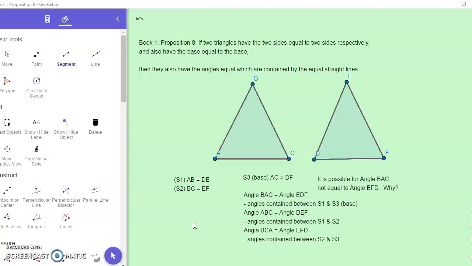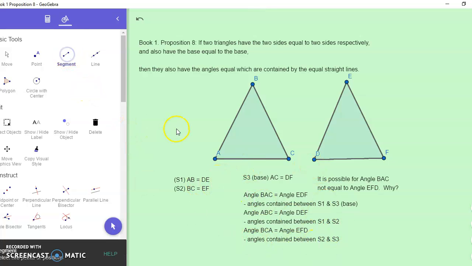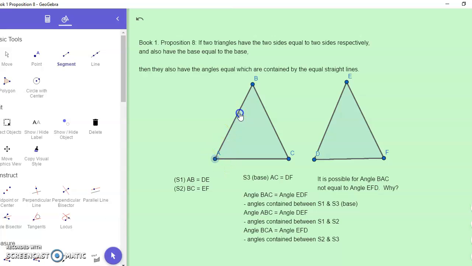If two triangles have the two sides equal to two sides respectively and also have the base equal to the base, then they also have the angles equal, which are contained with the equal straight lines. So with this figure, these are our givens. So we can say that side AB here is equal to side DE, this side.